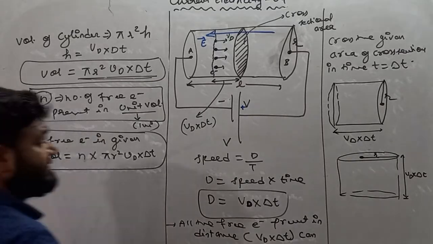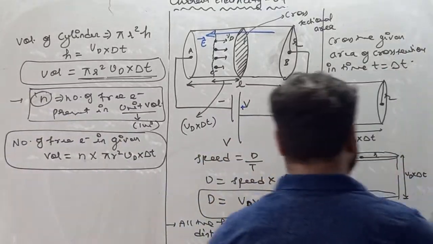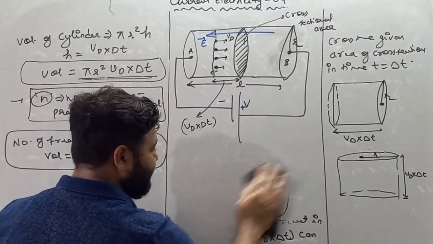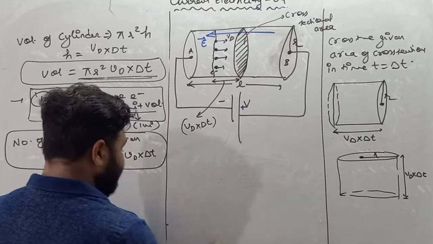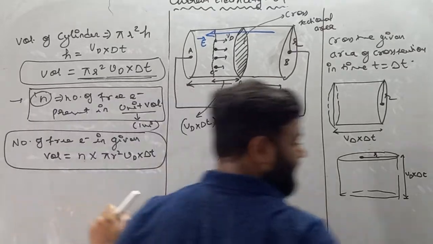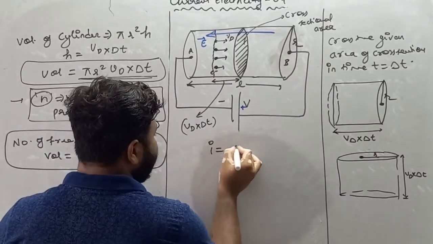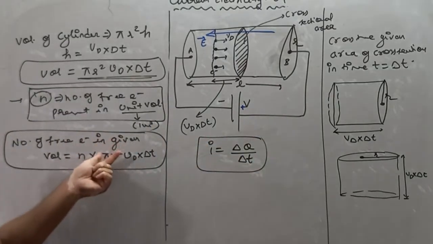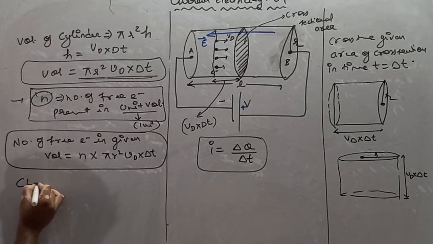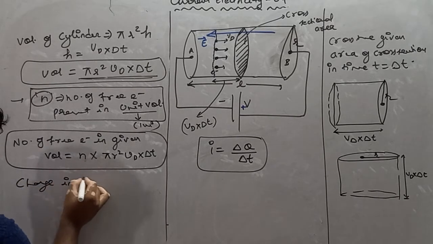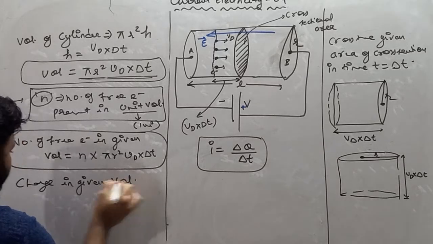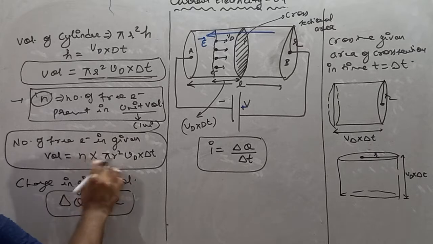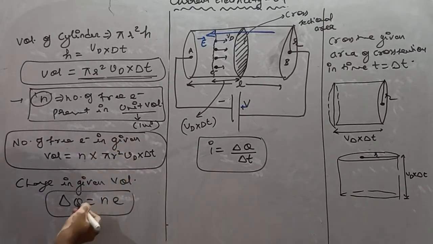Now we are interested to find the value of current, my dear student, in this conductor, and we know that current is nothing but delta q by delta t. Rate of flow of charge with respect to time is called current. If we find the number of free electrons, we can find the value of charge. As we know, delta q is equal to Ne.